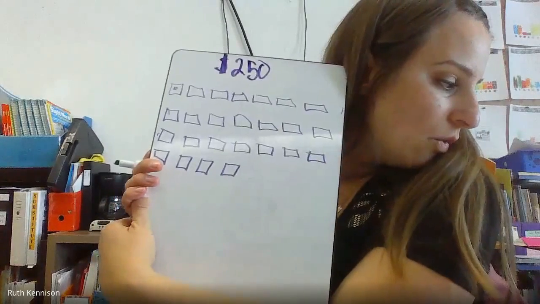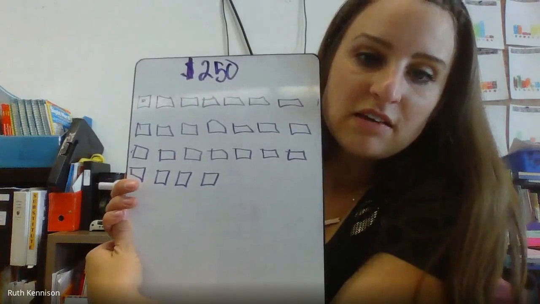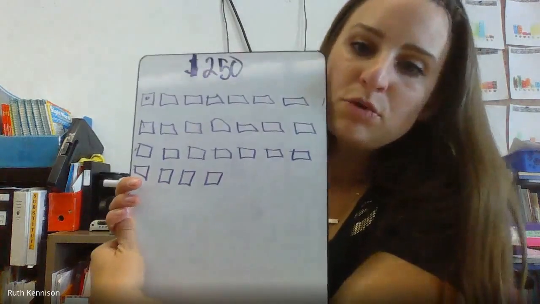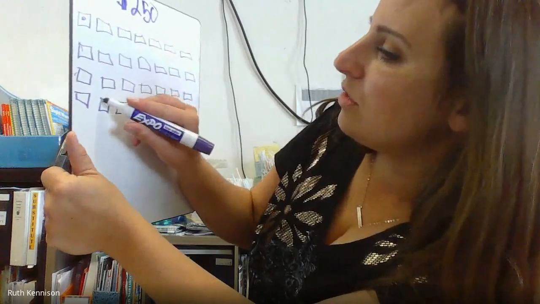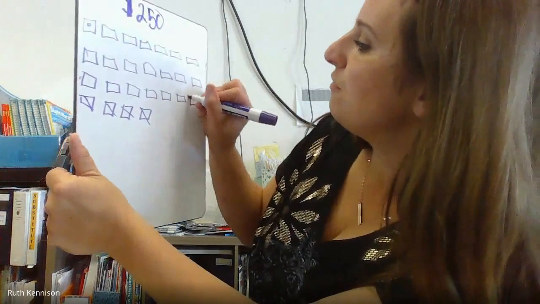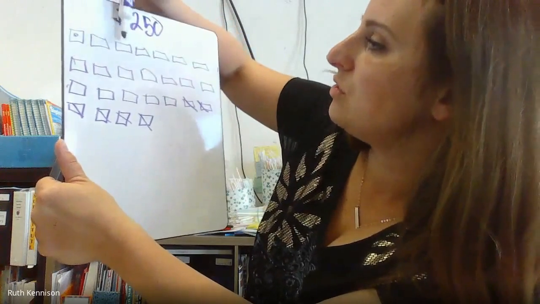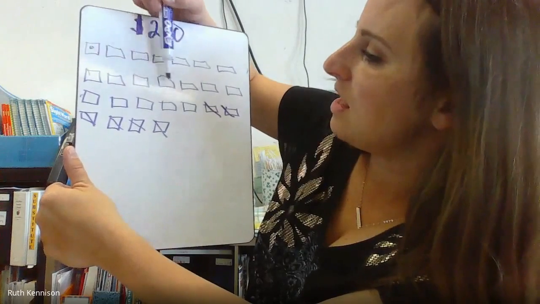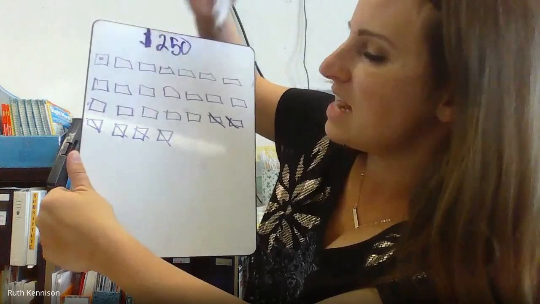Now, what if Sophia gave 6 $10 bills to her sister? How many would she have left? And we could pass them out, 1, 2, 3, 4, 5, 6. And we could count 1, 2, 3, 4, 5, 6, 7, 8, 9, 10, 11, 12, 13, 14, 15, 16, 17, 18, 19.